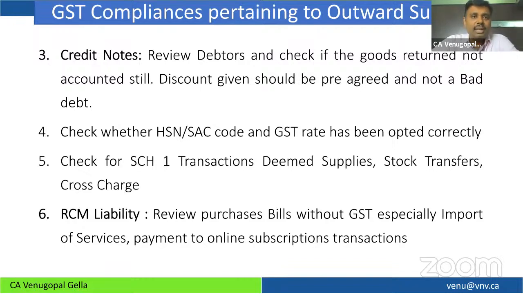Then assessments by the department would always also look at what HSN you are charging. If you are using a wrong HSN, most likely you will also be adopting a wrong rate of tax. So you have to cross check that. The next thing you also have to check is whether the Schedule 1 transactions, which are deemed supplies, the stock transfers, have been applied or not. Has the cross charge been done or not? That is also something you have to check.